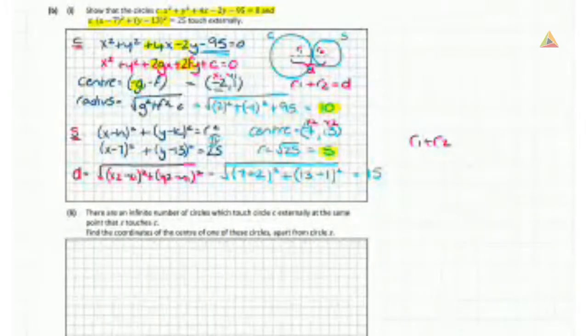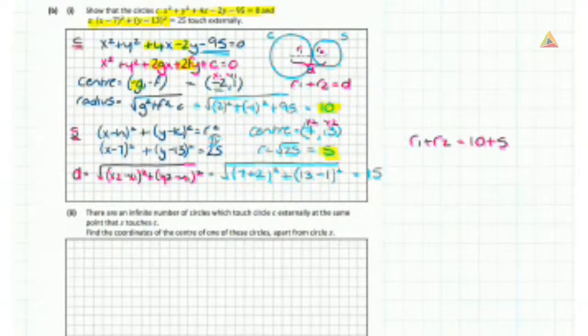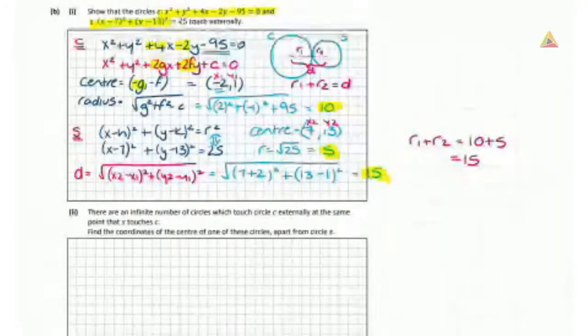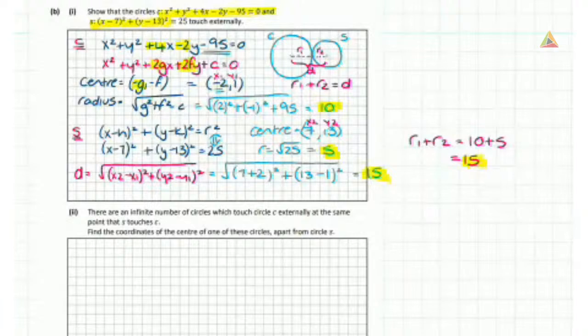There's my first radius, there's my second radius. That's going to be 10 plus 5, which is also equal to 15. So what you'll notice is we've ended up getting 15 for the distance between the centres, 15 for the radius 1 plus the radius 2.